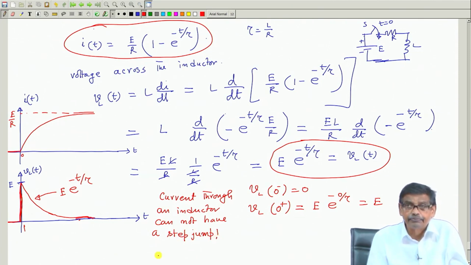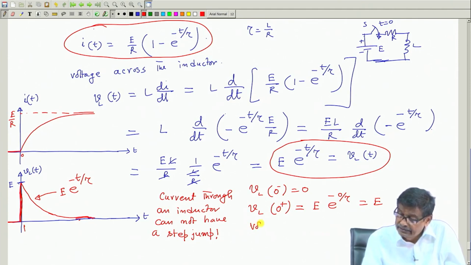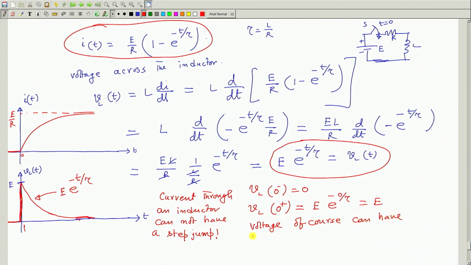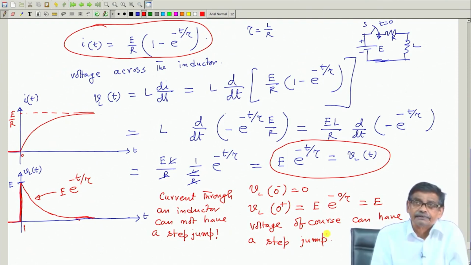We will see there is an exception to this rule when we take an impulse function, impulse voltage applied, etc. But similarly, the voltage of course, for an inductor can have a step jump, no problem, step jump. So, in this example also we have been able to store energy in the circuit, is it not?